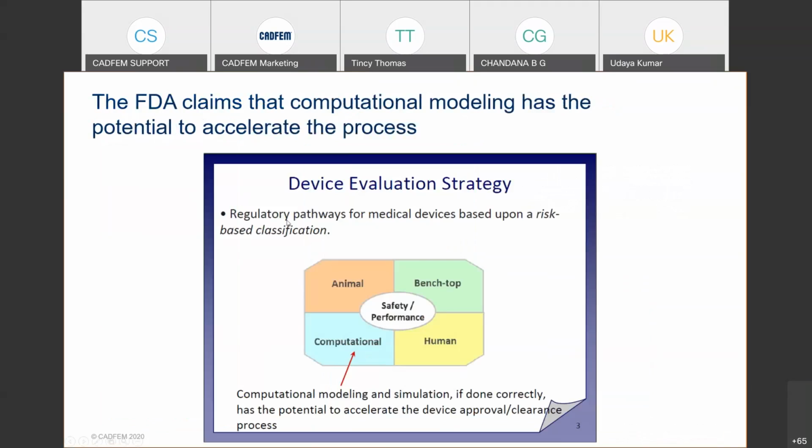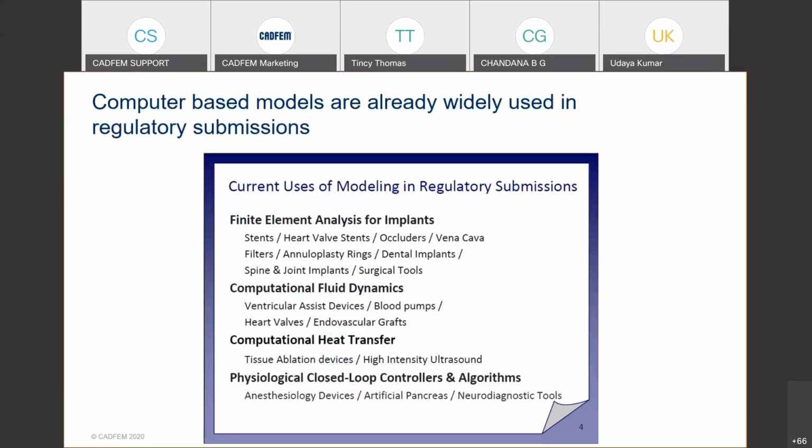And there are different pathways to get certified by the FDA, like testing in animals, benchtop, and testing in humans. And there is also a computational roadmap, definitely cleared by the FDA. They mention that computational modeling and simulation, if done correctly, has the potential to accelerate device approval. So basically, they are also saying the simulation way is the fastest way to find innovative products.